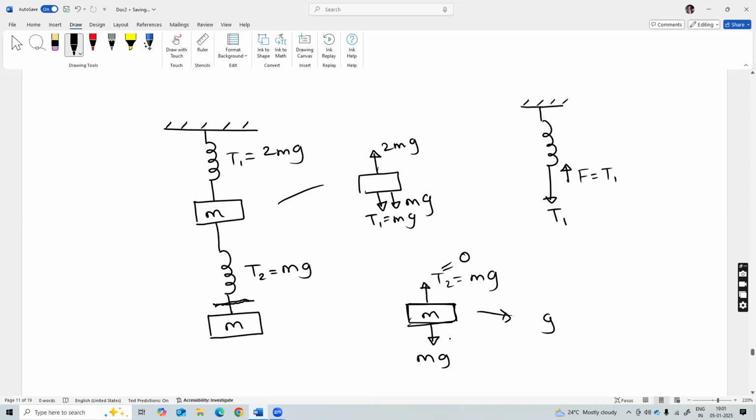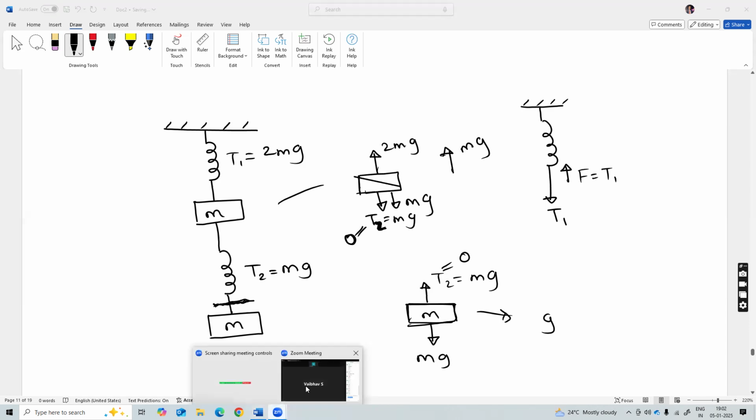And now, if you cut it from here, the tension in this string T2 will become 0. So if you consider the FBD of this second body, since T2 has become equal to 0, the net force will be: 2 mg is acting upward, mg is acting downward. So a net force of mg will act in the upward direction.